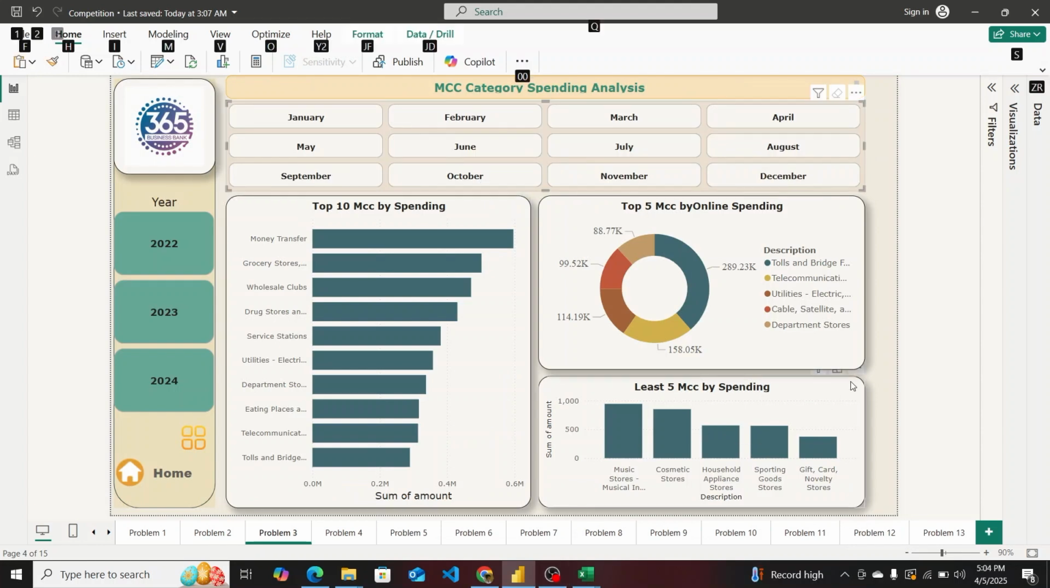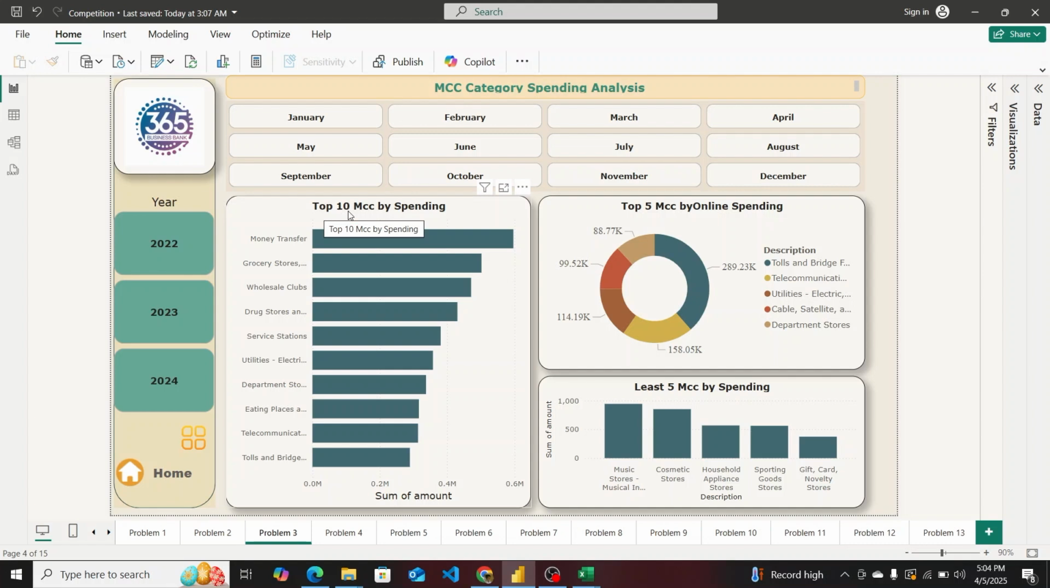So this is problem 3, which is MCC category spending analysis. These are the top 10 MCC by spending, in which money transfer has the most volume share, and then the top 5 MCC by online spending. Through online, users have spent more on tolls and bridges, telecommunication, utility, electricity bills, cable, satellite, and other paid television services.